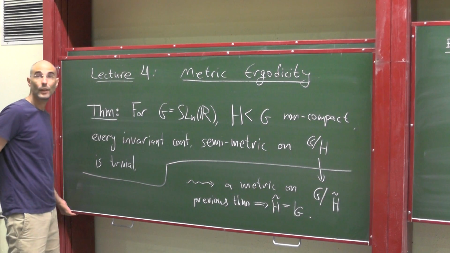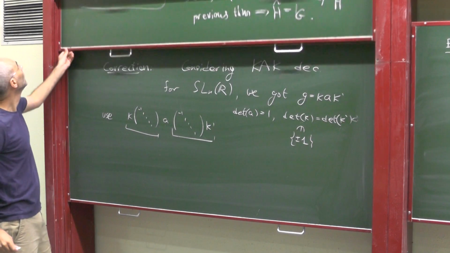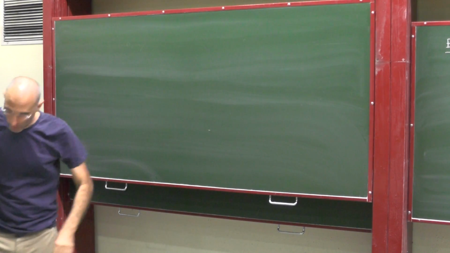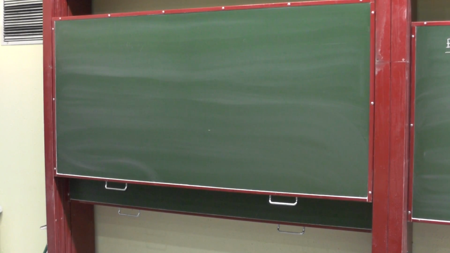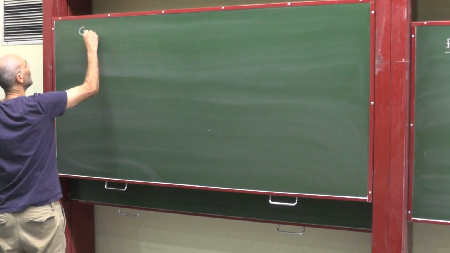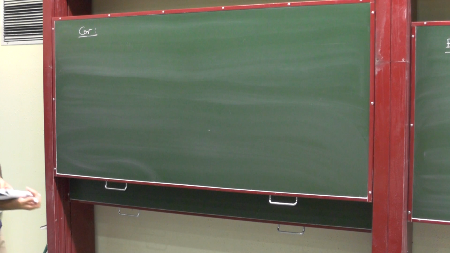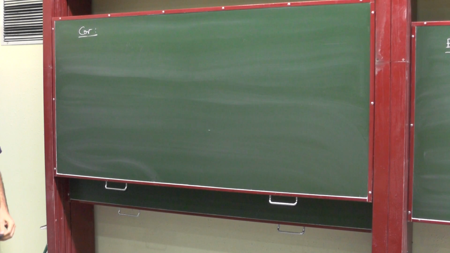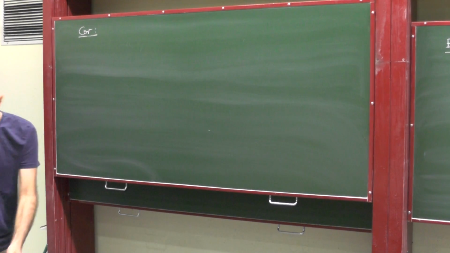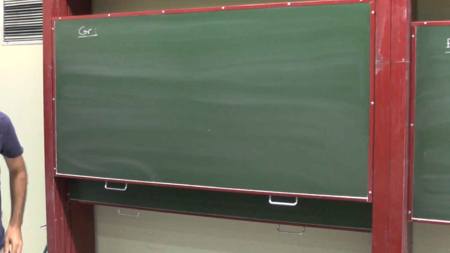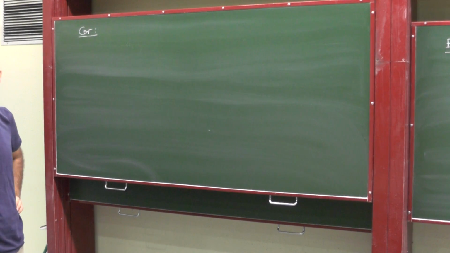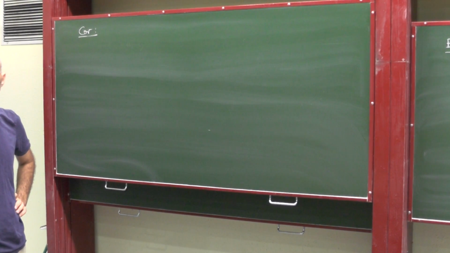So this is a nice theorem, but actually, if you think about it, you get much more. Corollary. My mission now is to remove this continuity assumption and replace it by a measurability assumption. Maybe I should say it is not correct that every measurable metric on G mod H is trivial.